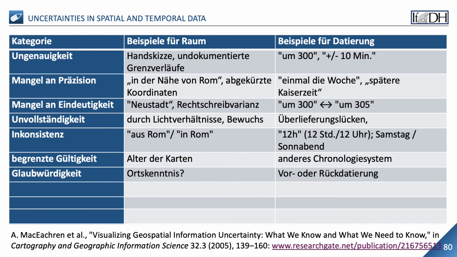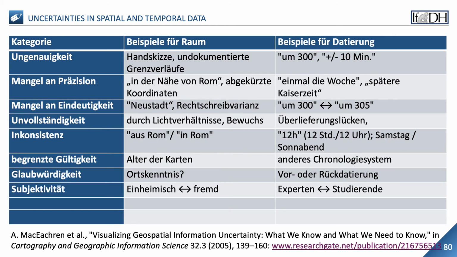Furthermore, the credibility or reliability of the source of information affects the certainty of the data. Thus, whether the author had knowledge of the place or only knew the information from hearsay plays a not insignificant role in source criticism. I have already referred to the problem of backdating or predating documents and works of art. Related to this is the subjectivity of data, that is, the extent to which they contain interpretations or judgments. For example, a native will certainly grasp the spatial context more clearly than a foreigner. And an expert is much more confident in dating finds and features than students.